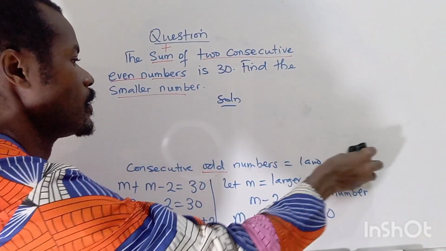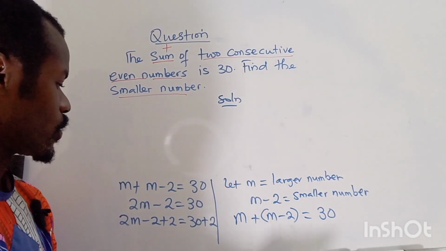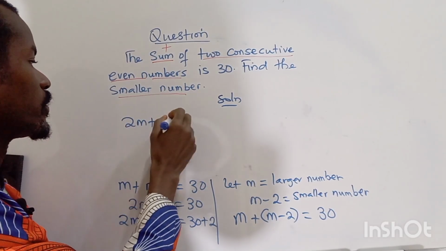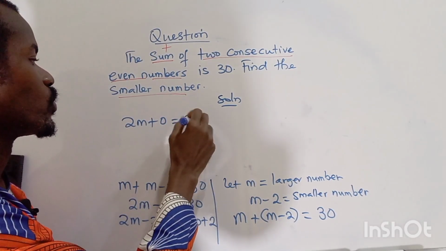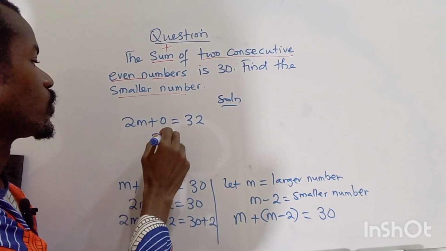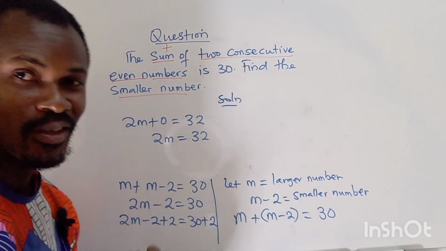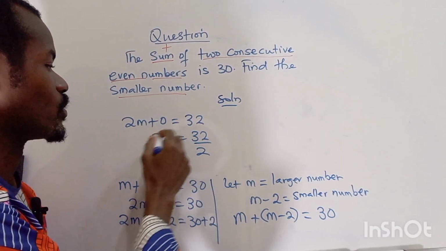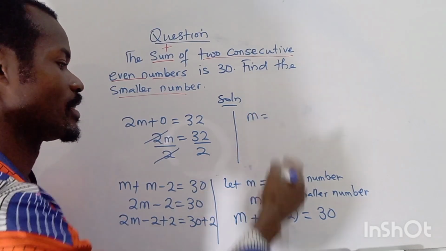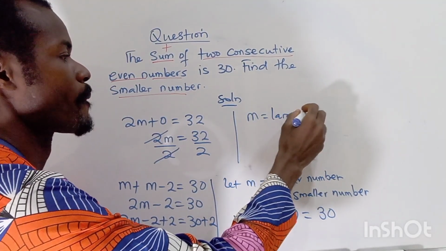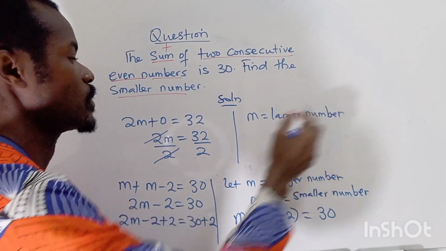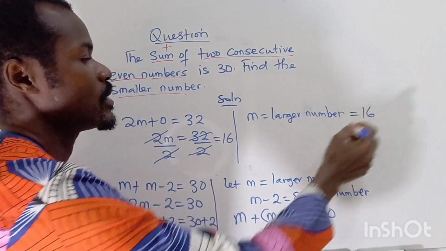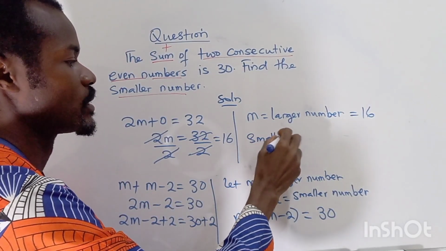So let's see what this gives us. We have 2n minus 2 plus 2 is 0. So we have 2n plus 0 is equal to 30 plus 2, which is 32. 2n plus 0 is 2n, which is equal to 32. So what do we do? We divide both sides by 2, so this will cancel this. So our n, which is the larger number, becomes 16.